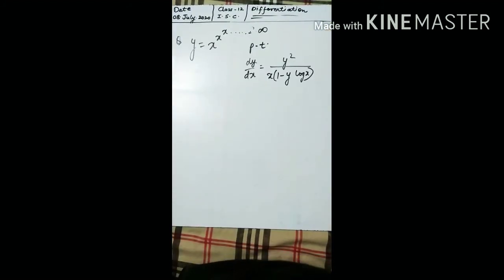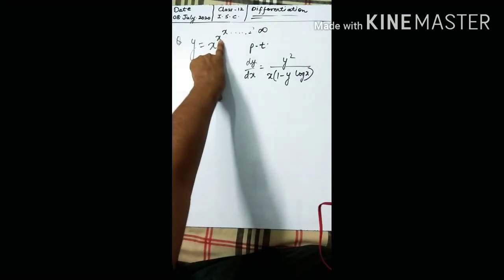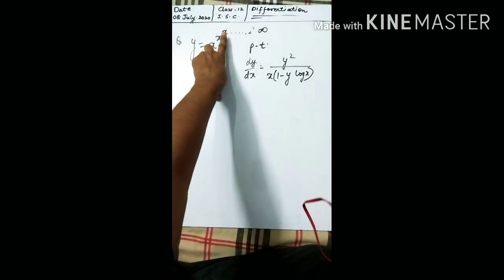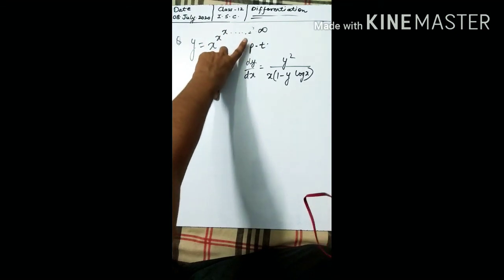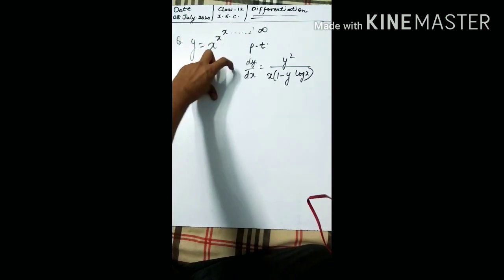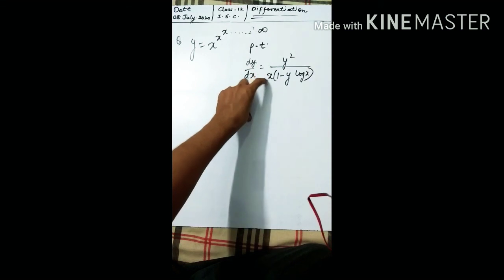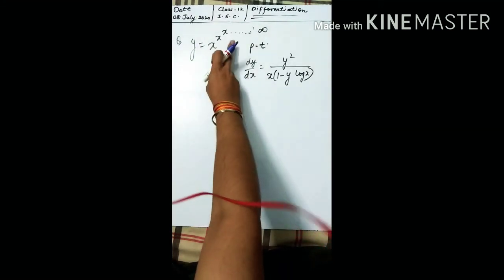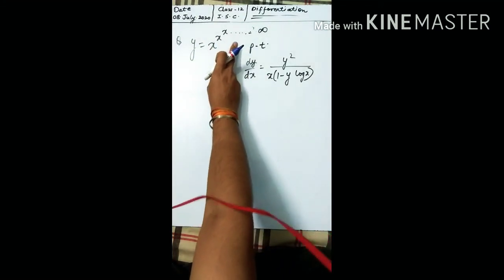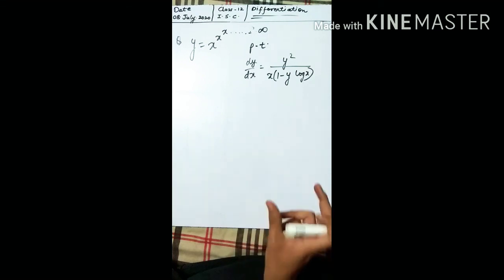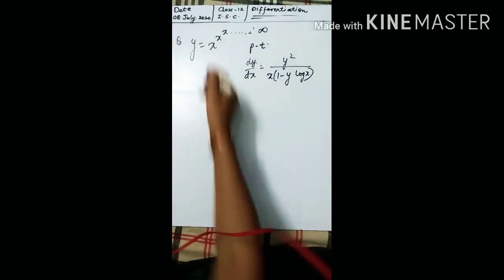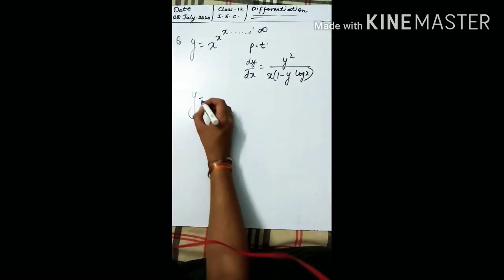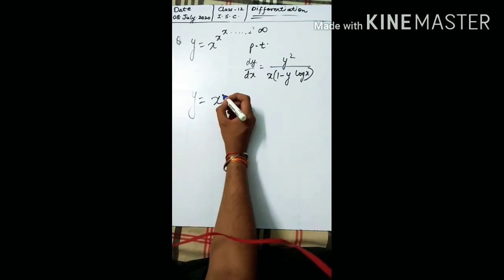Okay, so in this question it says y is equal to x to the power x, x to the power x, x to the power x, and this is going up to infinity, and we need to prove that dy dx is equal to y square upon x bracket 1 minus y log x. Now I think we have dealt with such questions where things are going up to infinity and we keep those infinite terms the same.